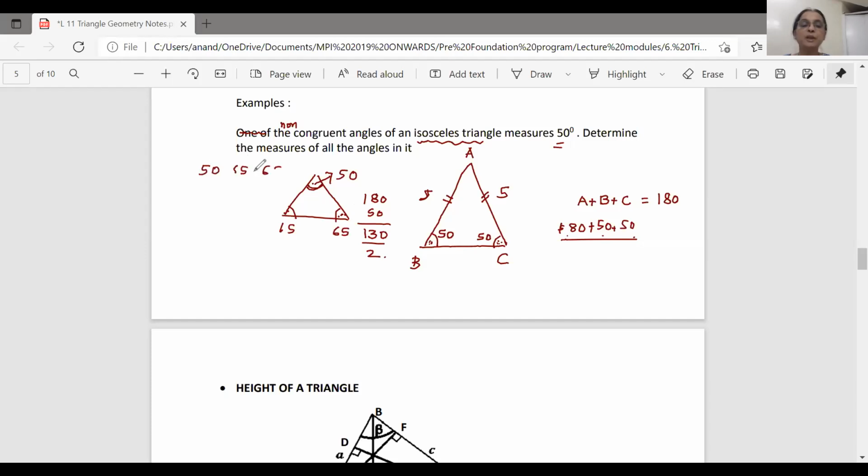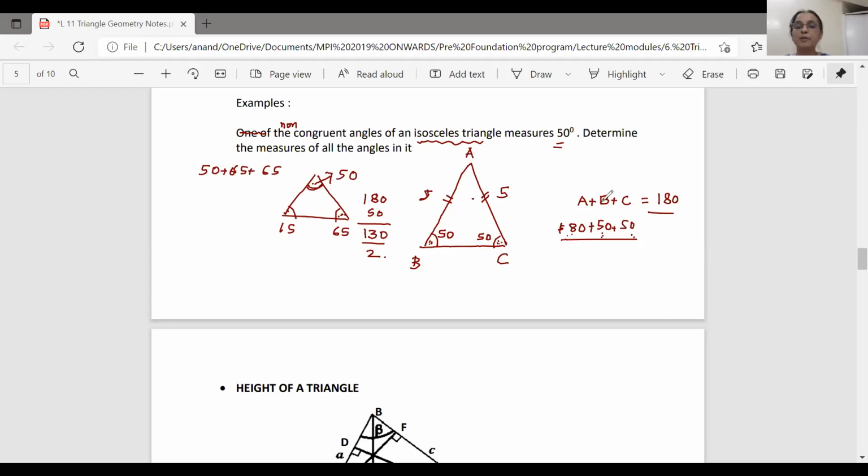Total is 180. And if the congruent angle is 50, then the measures will be 50, 50, 80. Total is 180. So read carefully what they are giving. So for an isosceles triangle, if they are giving us one angle, we will be able to determine all three angles. What is the story of equilateral triangle?